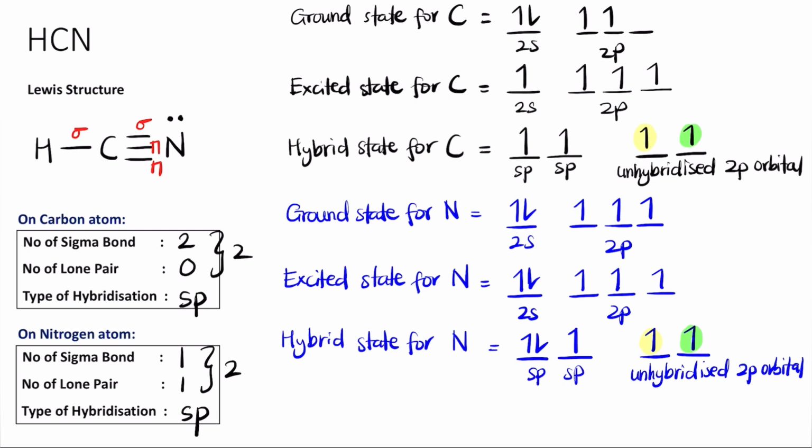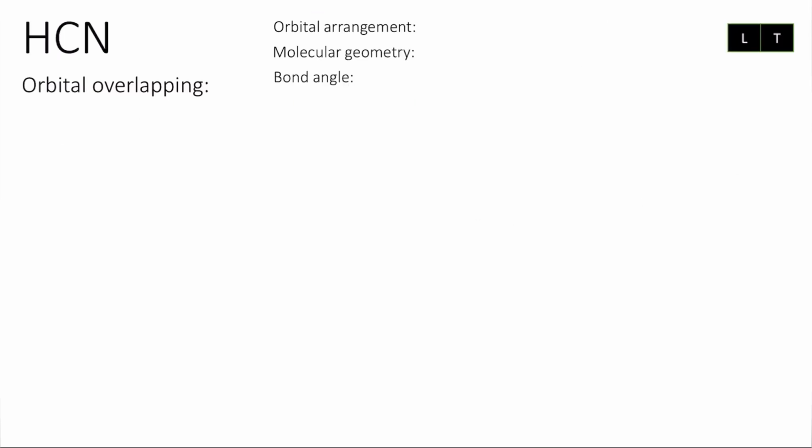Next, sebelum kita mulakan orbital overlapping, jangan lupa kita ada satu lagi terminal atom yang kita masih belum lukis untuk ground state, iaitu hydrogen. So, I'm going to write the ground state for hydrogen, di mana dia punya orbital 1s ada 1 elektron. Now, if you take a look carefully, kita ada carbon, type of hybridization adalah sp. Nitrogen, type of hybridization pun sama sebagai sp. So we are going to show sp di mana orbital arrangement for sp is linear.